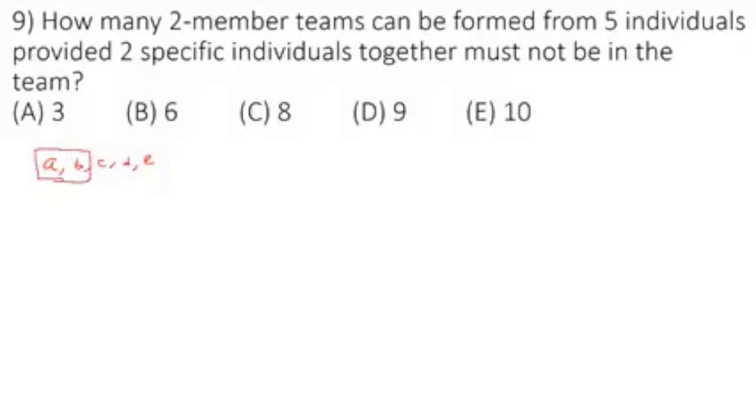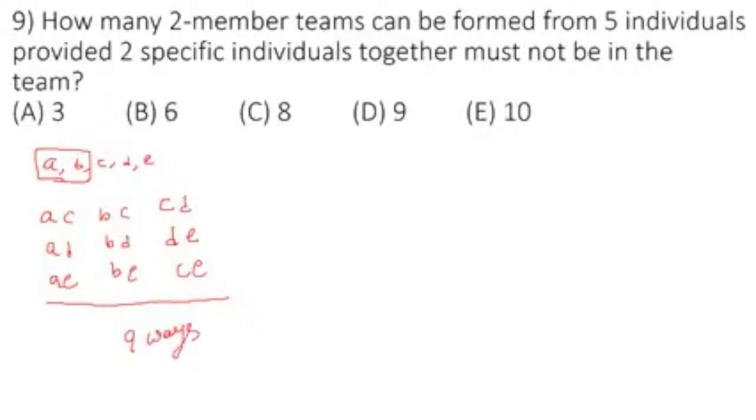Apart from that, how many other ways can the teams be formed here? So the possibilities are AC, AD, AE, and BC, BD, BE, and any other chances, since the question is asking for that. Any other possibilities? CD, DE, CE. So total how many ways? 9 ways. But if I were given 10 individuals, we can't approach it like that.